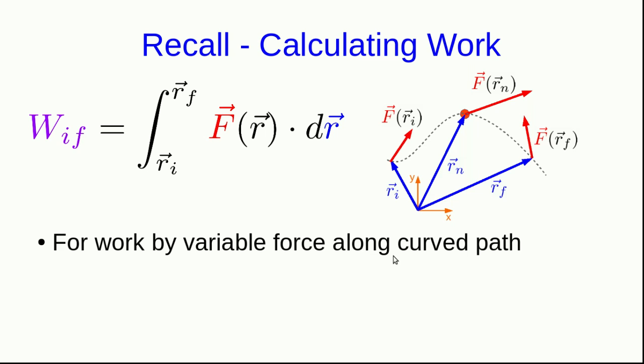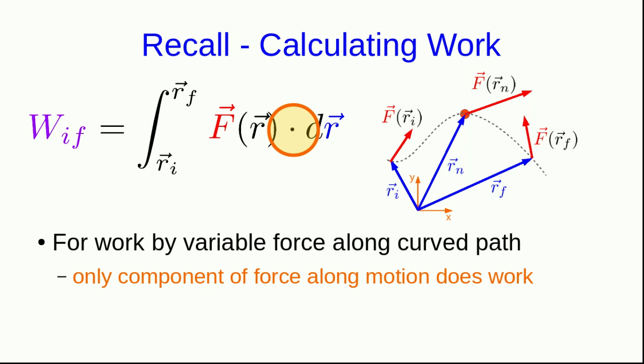The first thing I want to do is remind you that way back in Phys 1104 we saw a general way of calculating work on a particle. When we have a variable force along a curved path, we have to be careful. First of all, we know that only the component of the force acting along the direction of motion does work. And so that's why we use a dot product between the force and the displacement.